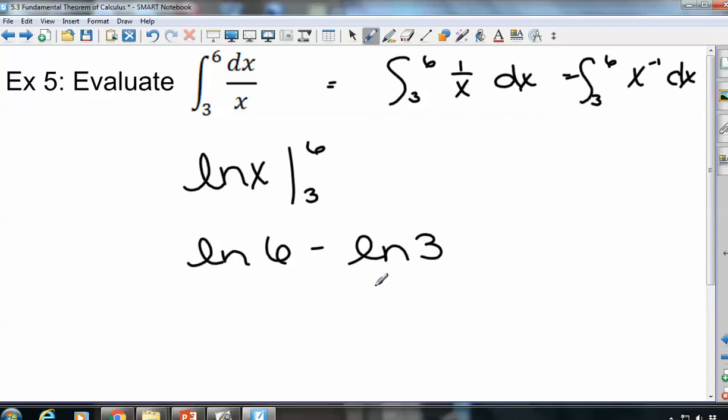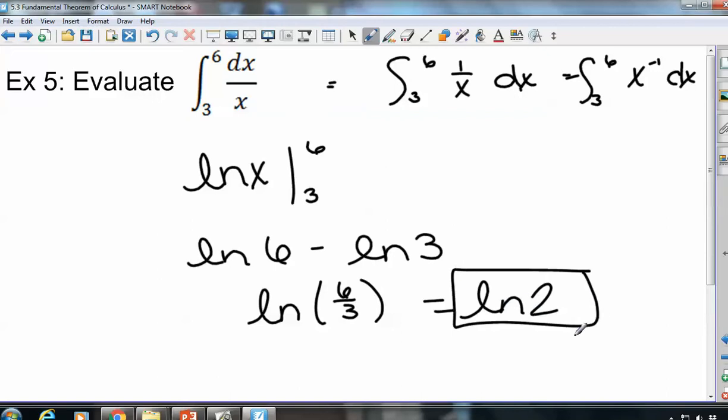Alright, bonus points. Anyone tell me how to simplify that? No? Yes! You just made my day. If you have two logs subtracted, don't you remember you can put them together and divide? So natural log of 2 is the best answer. I probably would not count it wrong if you told me natural log of 6 minus natural log of 3, but I'd be really excited if you put natural log of 2. Yeah, that's the best answer.